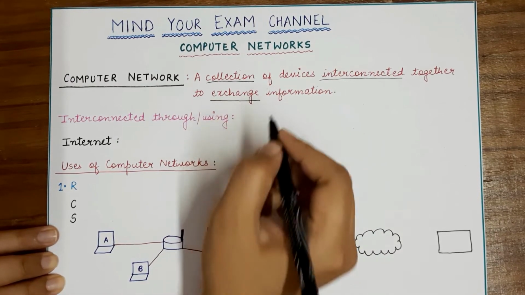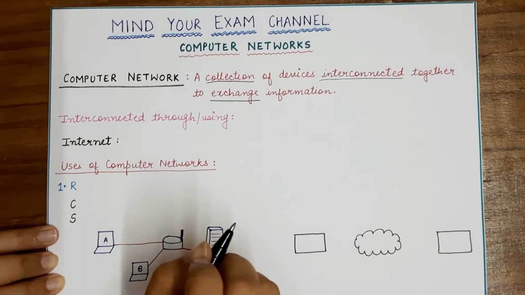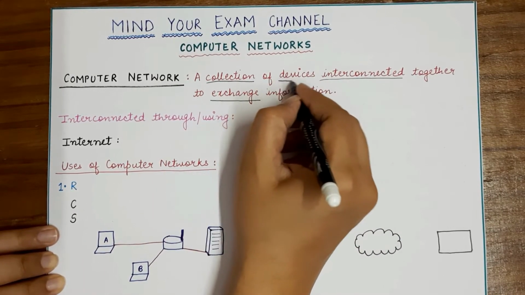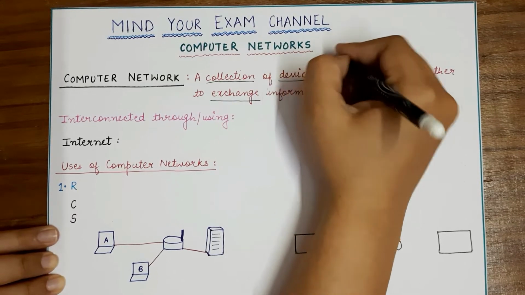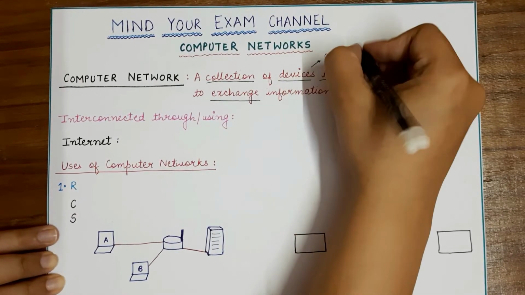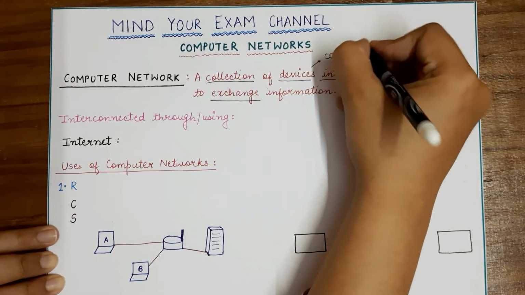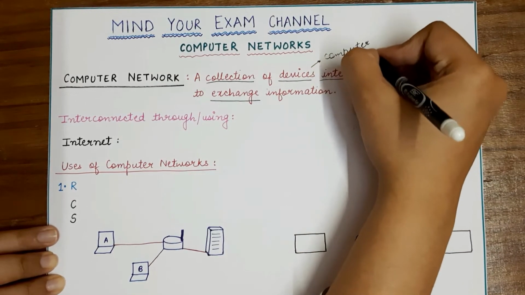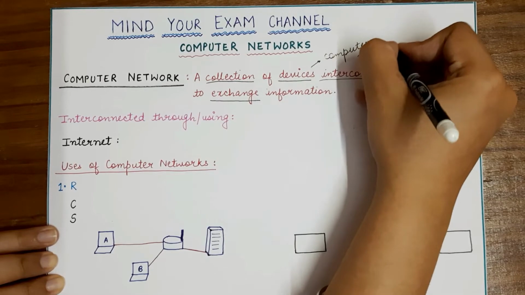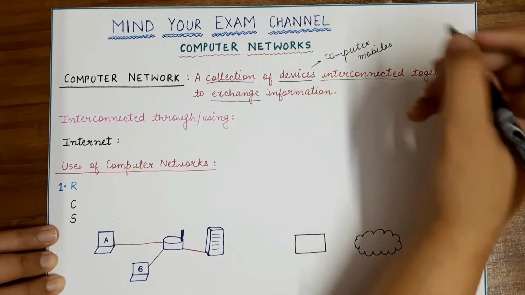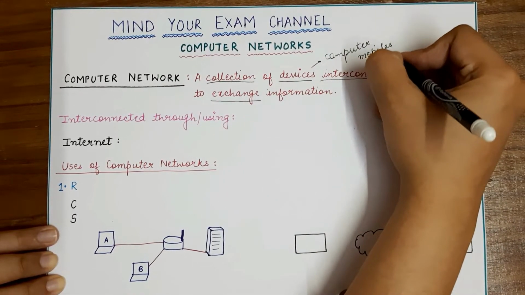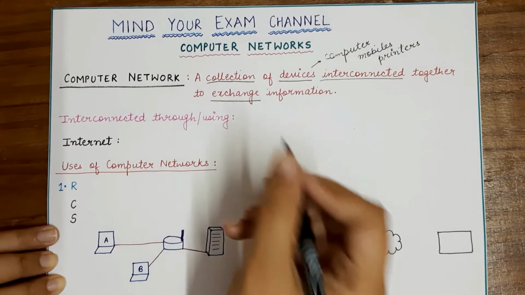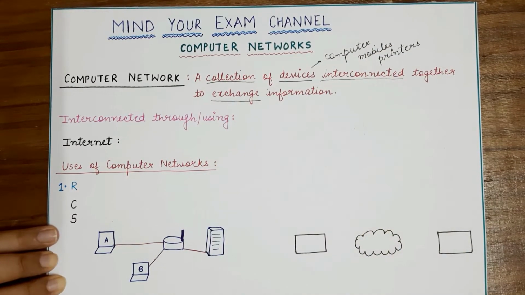So these are the three important words that you need to remember. Firstly, it is a collection of devices. These devices can either be computers, laptops, printers or any other digital devices, your mobile phones, right? So these devices are connected together so that they can communicate with each other, and via communication they can exchange information with each other.